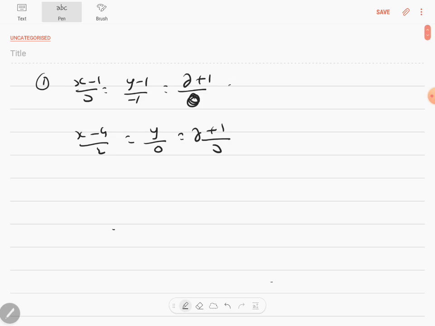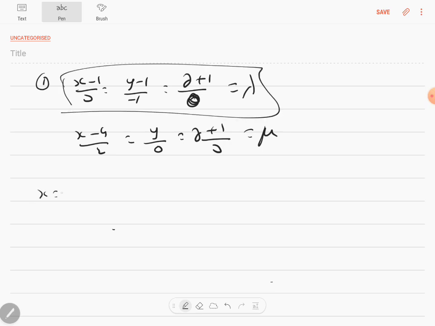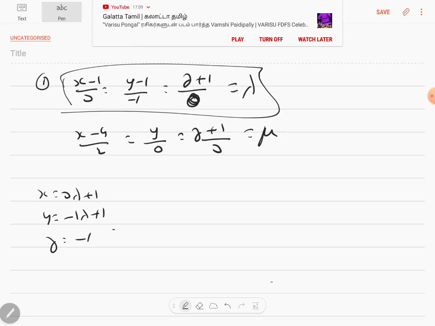So this is equal to lambda. This is equal to mu. Is it in the right format? X minus x1 by a is equal to y minus y1 by b. Correct. No need of juggling anything. It's perfect. So if you have to prove that they're intersecting, find what is x from here. First equation: x is equal to 3 lambda plus 1, y is equal to minus 1 lambda plus 1, z is equal to 0 lambda minus 1. That is your x, y and z from the first equation.